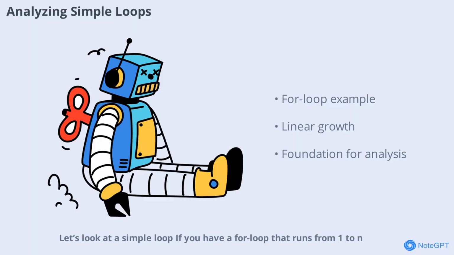Let's look at a simple loop. If you have a for loop that runs from 1 to n, the time complexity is O(n). Because the number of steps grows linearly with n, this is the foundation for analyzing more complex algorithms, so it's important to recognize linear patterns in your code.